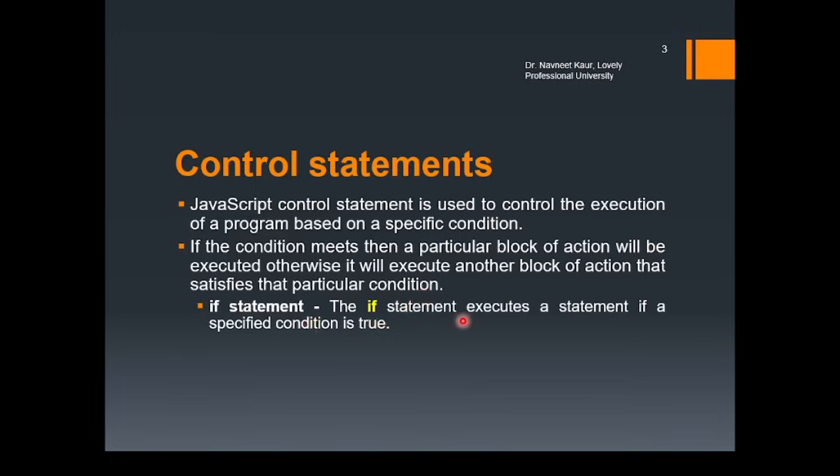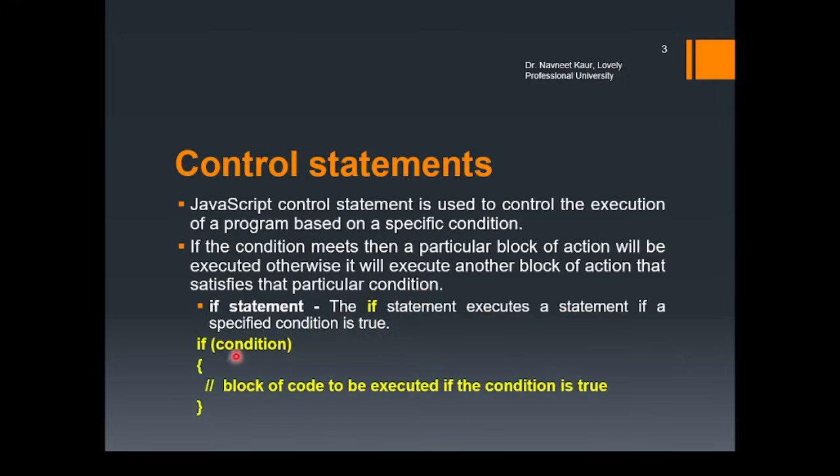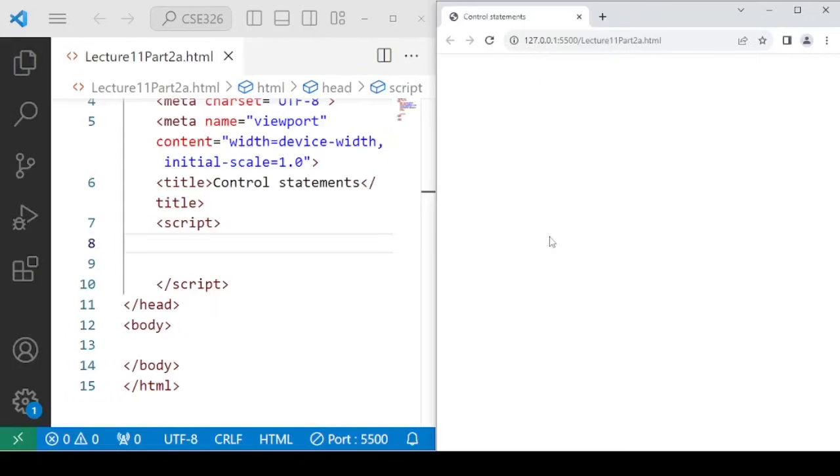The if statement executes a statement if a specified condition is true. This is the syntax. We write if, parenthesis, and any condition, and the block of code that we want to be executed if the condition gets satisfied, means if the condition gets true. Now let's take a look how we can implement the if statement.